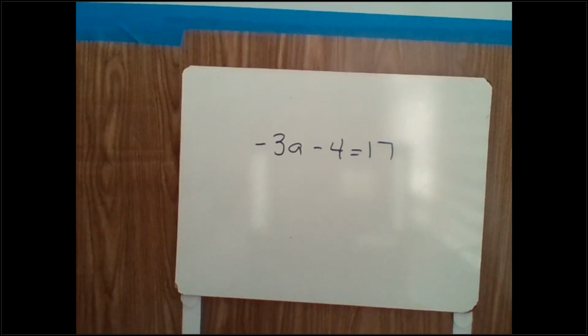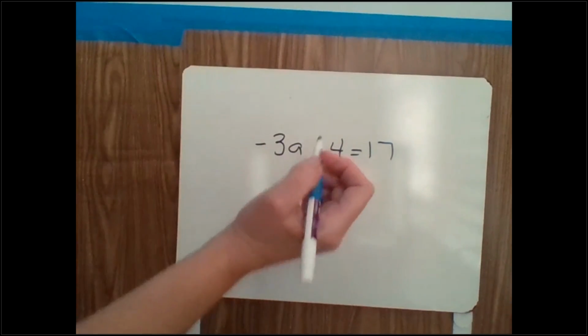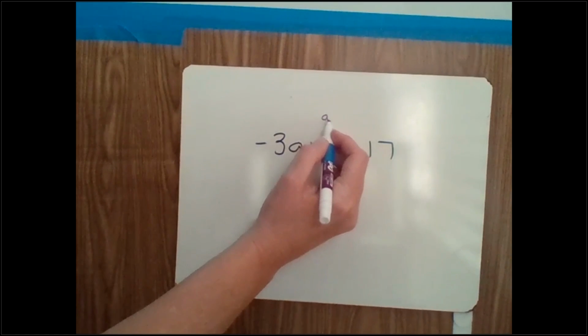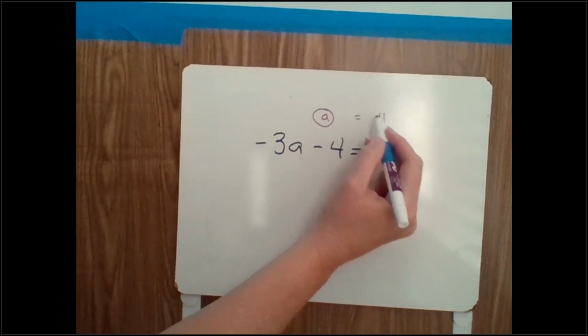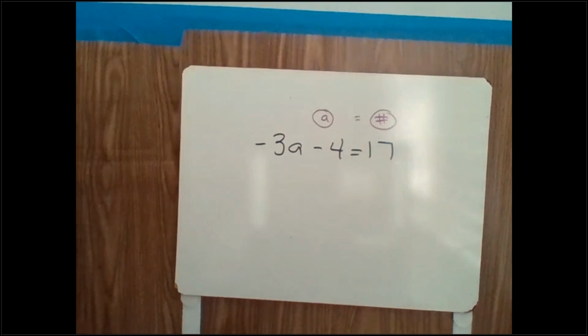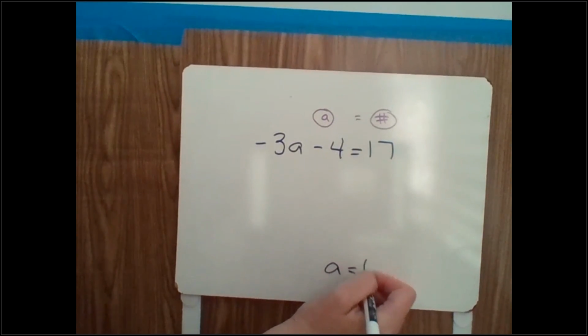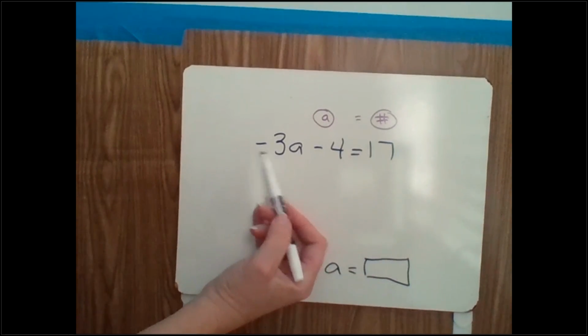Before we start a problem, I always like to ask myself, when I'm finished, which side do I want my a's on and which side do I want my numbers on? In this problem, because I only have a's on the left side, I'm going to leave them on the left. And that means I'm going to try to get all of my numbers on the right side. And remember, when I'm finished with this problem, I'm going to be left with a equals a value, or a equals a number.